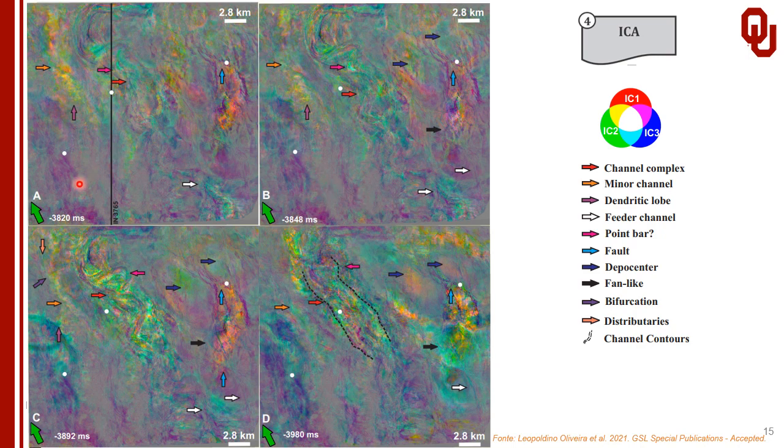So, as you can see, the upslope is also better visualized and analyzed using the ICA than SIM results. It's possible to see the feeder channels here in the upslope, also faults, and the variability of the seismic facies in all the deep water elements.